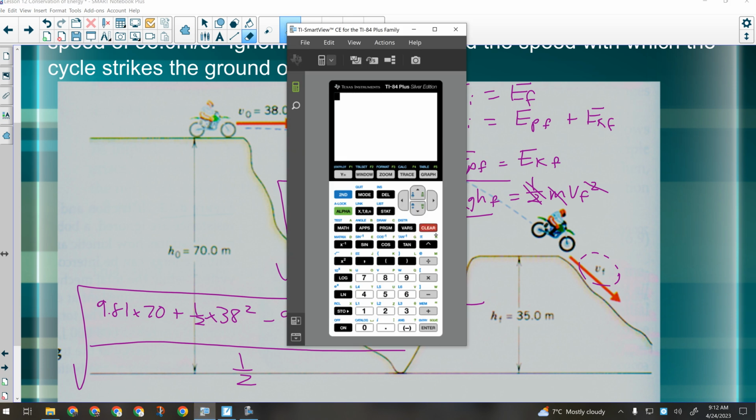Okay, so we are gonna have 9.81 times 70 plus 1/2 times 38 squared minus 9.81 times 35. Okay, divided by 1/2. Square rooted. Okay, well that fits. We did say they would be going faster on the other side. Okay, in this case, 46 meters per second.